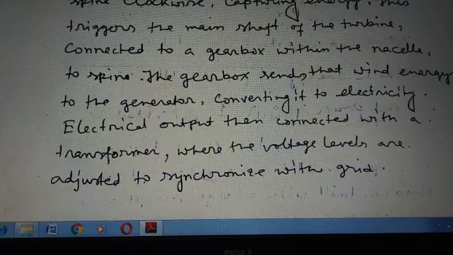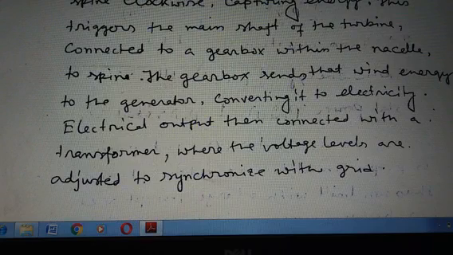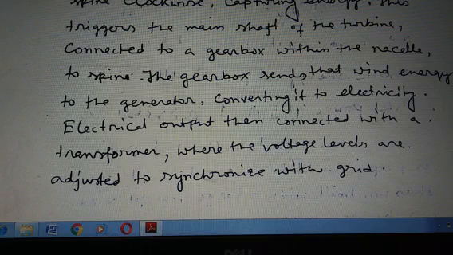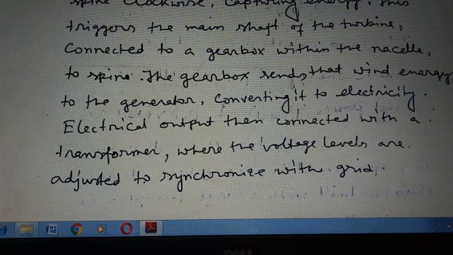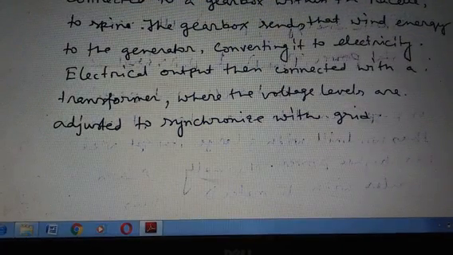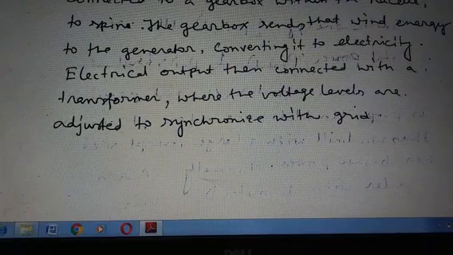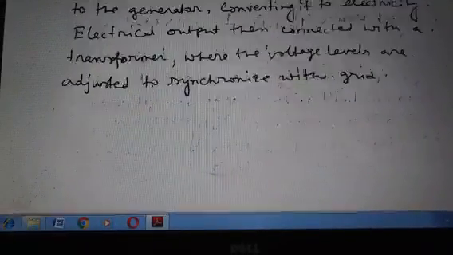And we know the basic principle of an alternator is that it converts mechanical energy into electrical energy. So the output of the wind turbine, that is the mechanical energy, is converted into electrical energy inside the alternator, and finally the voltage is adjusted with the help of a transformer for the grid. And when the energy is attached to the grid, the transmission and distribution systems start from there.